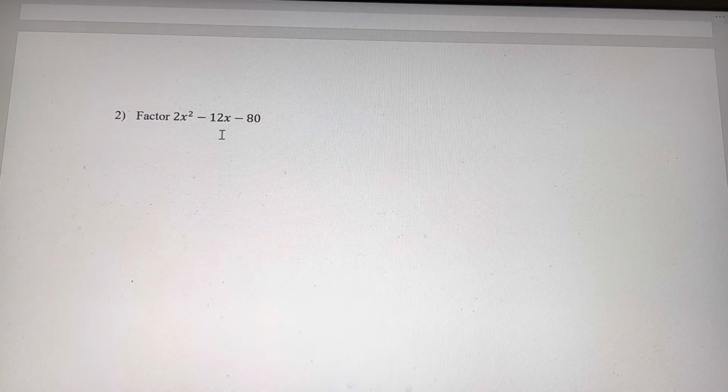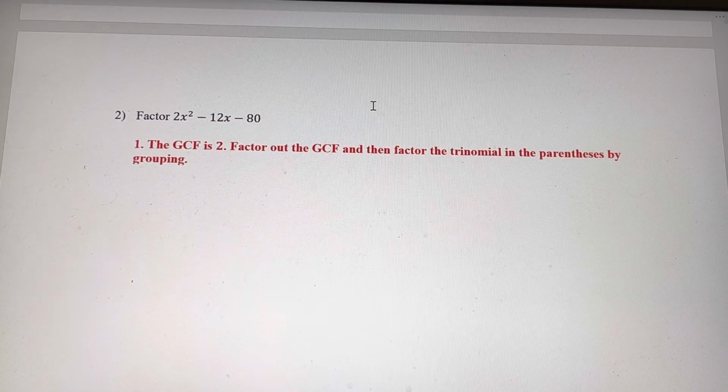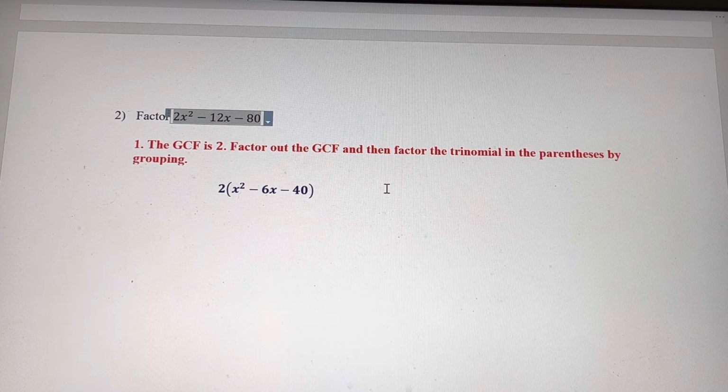2x squared, negative 12x, negative 80. All of these are even, so we've got a GCF of 2. So let's take out a 2 first. And when we divide each of these by 2, the trinomial that's left inside parentheses here is x squared minus 6x minus 40. Notice this 2 doesn't go away. It should be part of my answer the rest of the way down. The 2 has to be there to make sure I end up with this when I use the distributive property at the end to check.